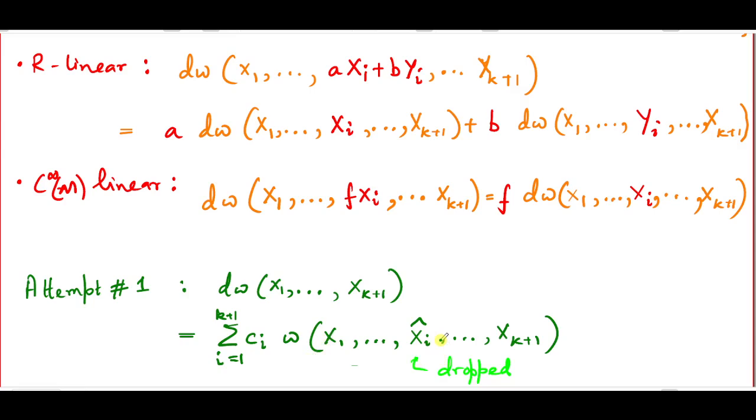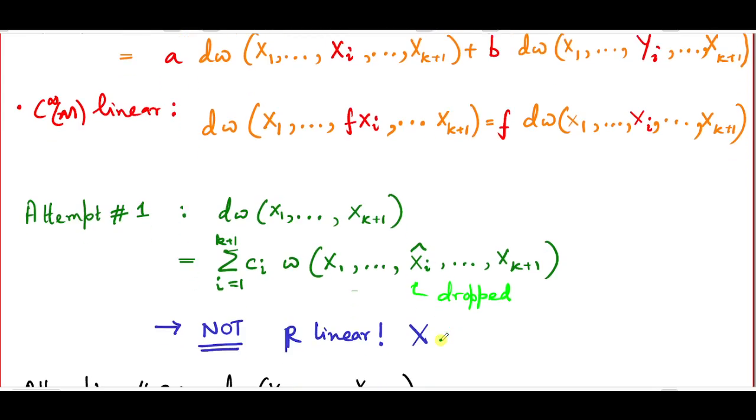Since you are adding up the result of all of these actions in which one term doesn't have a factor of a and the rest has, you are not going to get an overall factor of a. So this is not R linear. So this simple attempt is bound to fail because R linearity is something which is missing here. And it's missing simply because once you drop the Xi, that is completely gone, so whatever coefficient multiplied that Xi will not show up at all.